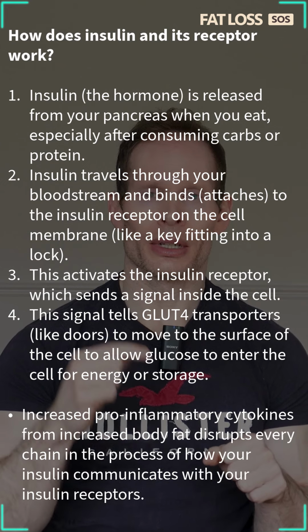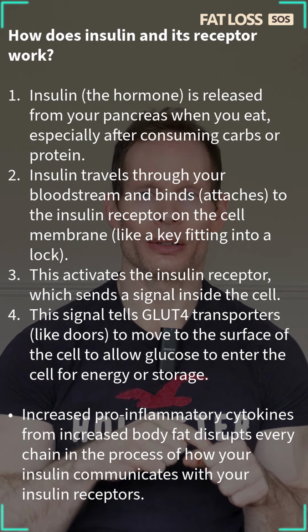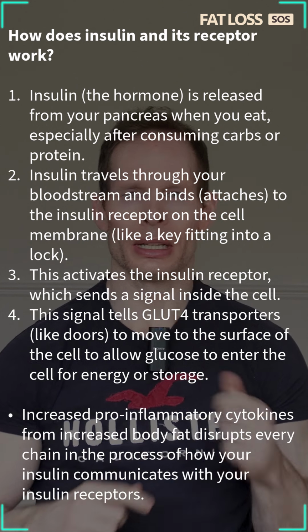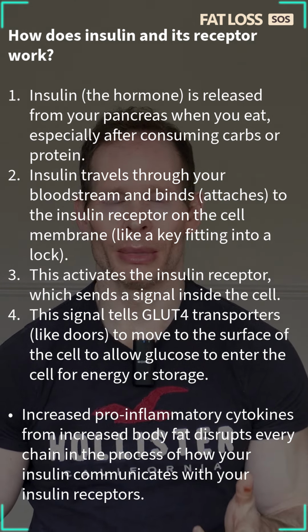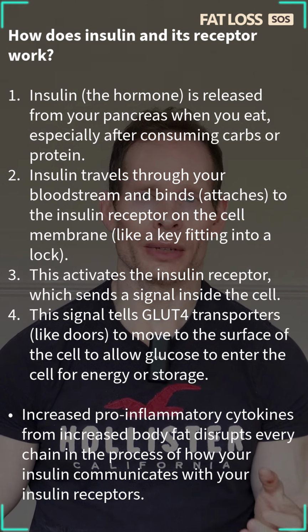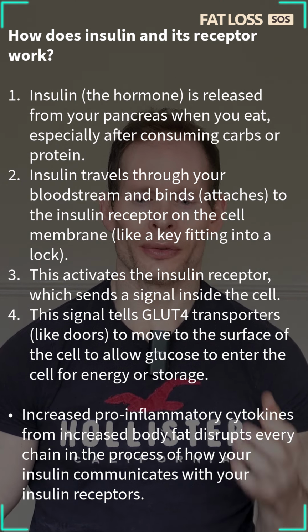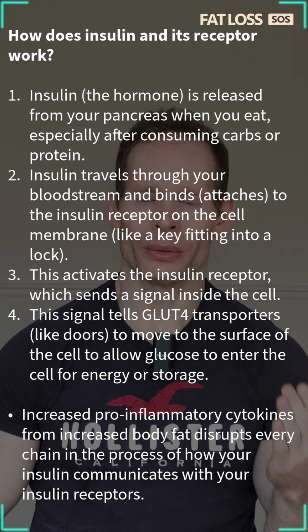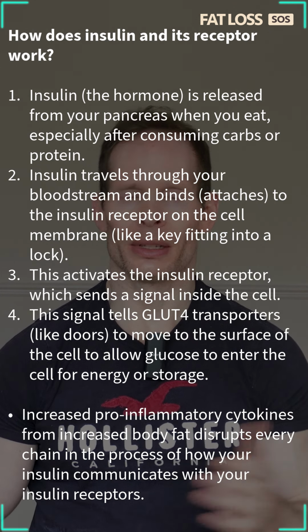In terms of insulin receptors, they are specialized receptors on the surface of muscle, fat, and liver cells that bind to the insulin when insulin is released into the bloodstream. So your insulin travels passively through your bloodstream, carried by the flow of blood until it reaches its target tissues. So that would be your muscles, fat, and liver cells.